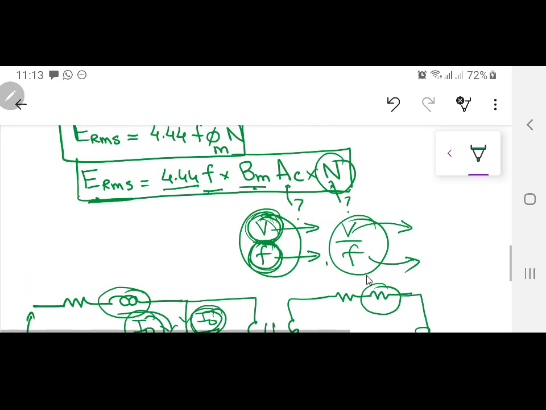Any questions जी? Any questions on this one? 4.44 f Φm N.